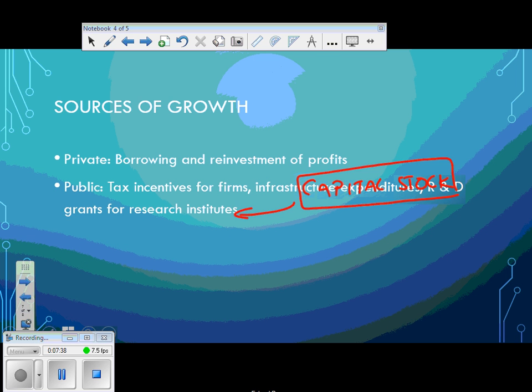Sources of growth, well, from the private sector, it's borrowing from financial markets or reinvestment of profits. Businesses would rather reinvest their own profit because they don't have to pay an interest rate to borrow it. Public sources of growth, firms have been given tax incentives to reinvest that profit. They'll pay less in terms of income tax if they reinvest it.